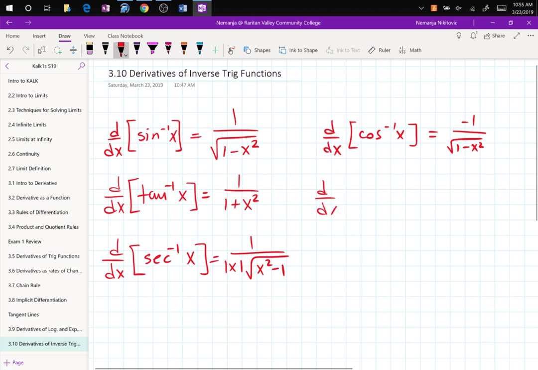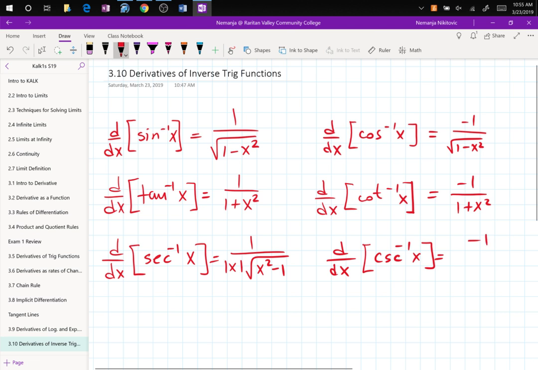The derivative of, obviously, cotangent inverse is going to be the same as tangent with the minus sign. And finally, cosecant inverse of x is going to be negative 1 divided by absolute x square root of x squared minus 1. So these are the formulas.